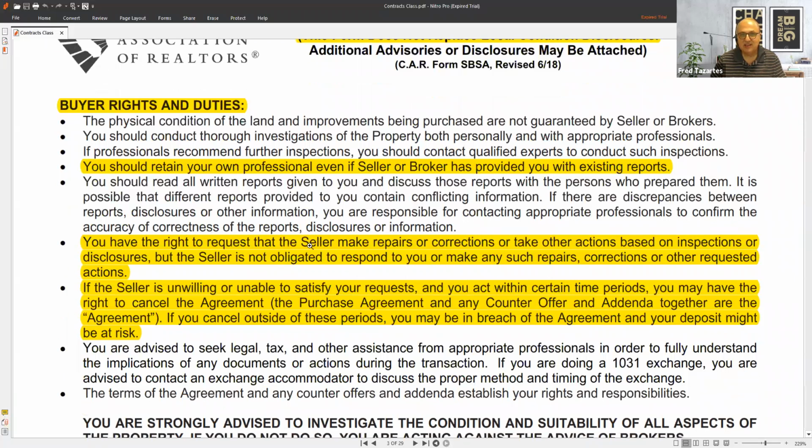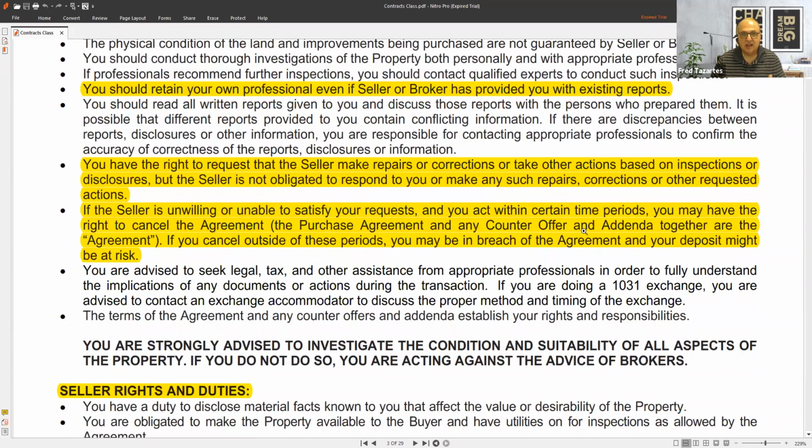You have the right to request that the seller make repairs or corrections or take actions based on the inspections, but the seller is not obligated to respond. So you do your inspections, you do a request for repairs, and the seller can either agree, disagree, move forward, or in some cases, the seller doesn't even respond. Most likely they do respond, at least letting you know yes or no. If the seller is unwilling to satisfy your request at that point, you can either cancel the contract as long as you're still within your timelines, or decide what you want to do.